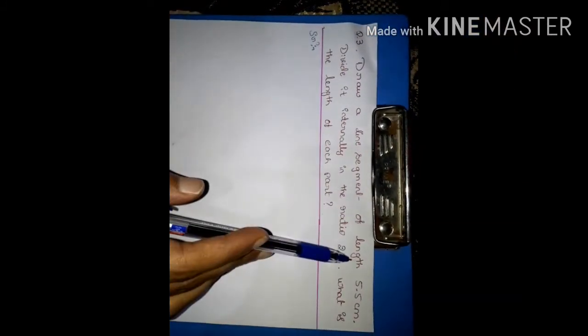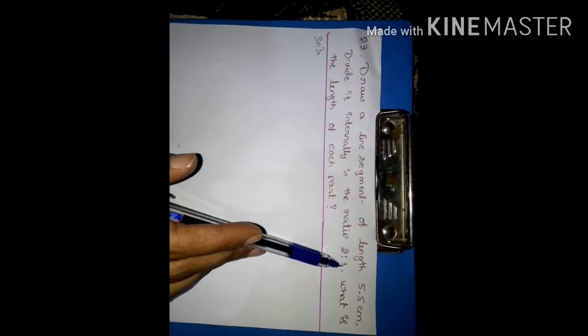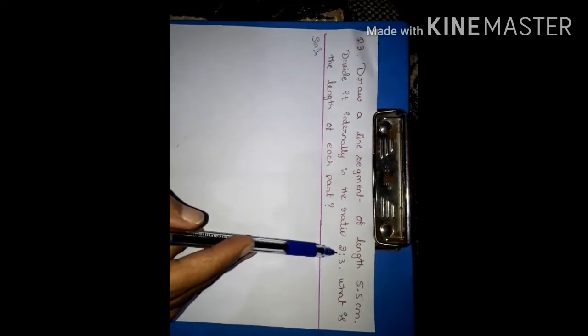Question number 3. Draw a line segment of length 5.5 centimeter. Divide it internally in the ratio 2:3. What is the length of each part? In the third question, they have given a ratio. In previous questions, they gave equal parts, 3 parts, 4 parts like that. But here in this question, you have to divide a given line segment in the ratio 2:3.